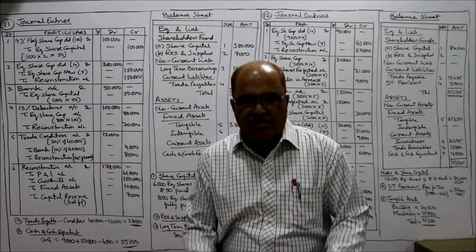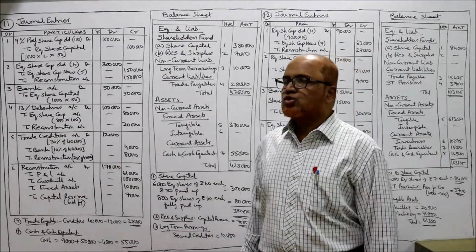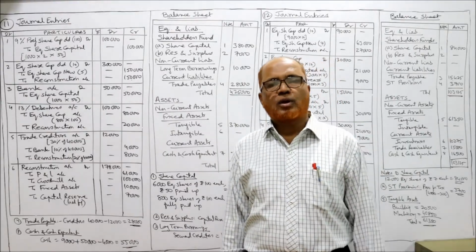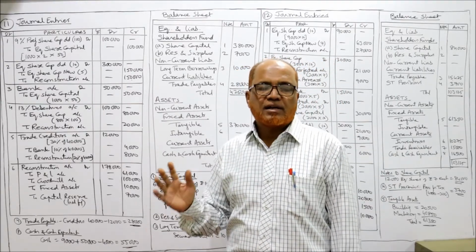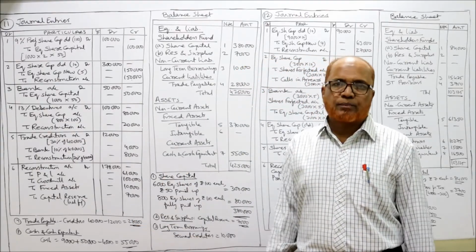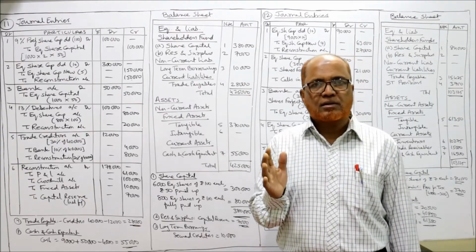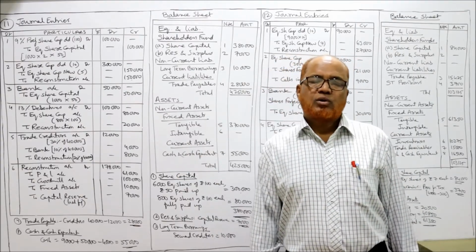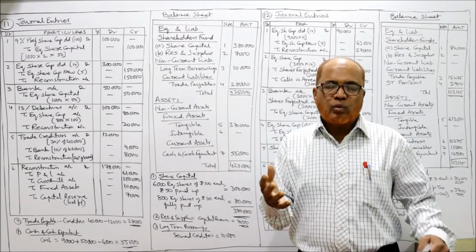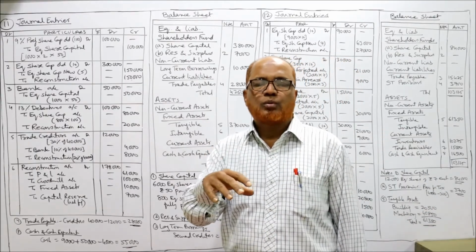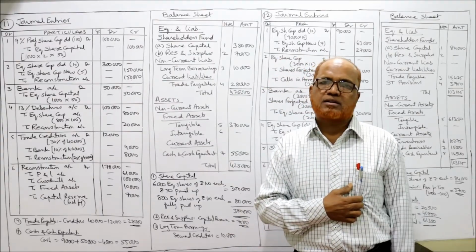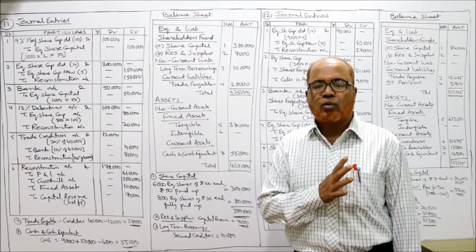Come on students, now we'll start the 11th problem. 10 problems we have so far completed. If you are watching all the videos, I hope you got a good command on internal reconstruction. We have seen what journal entries are to be passed and how they will affect the balance sheet. So in order to get a good command, don't break the sequence. You have to watch the videos from part 1, part 2, part 3, like that, to learn. If you directly come to video number 4, you cannot get the complete knowledge. It is better if you watch from the beginning.